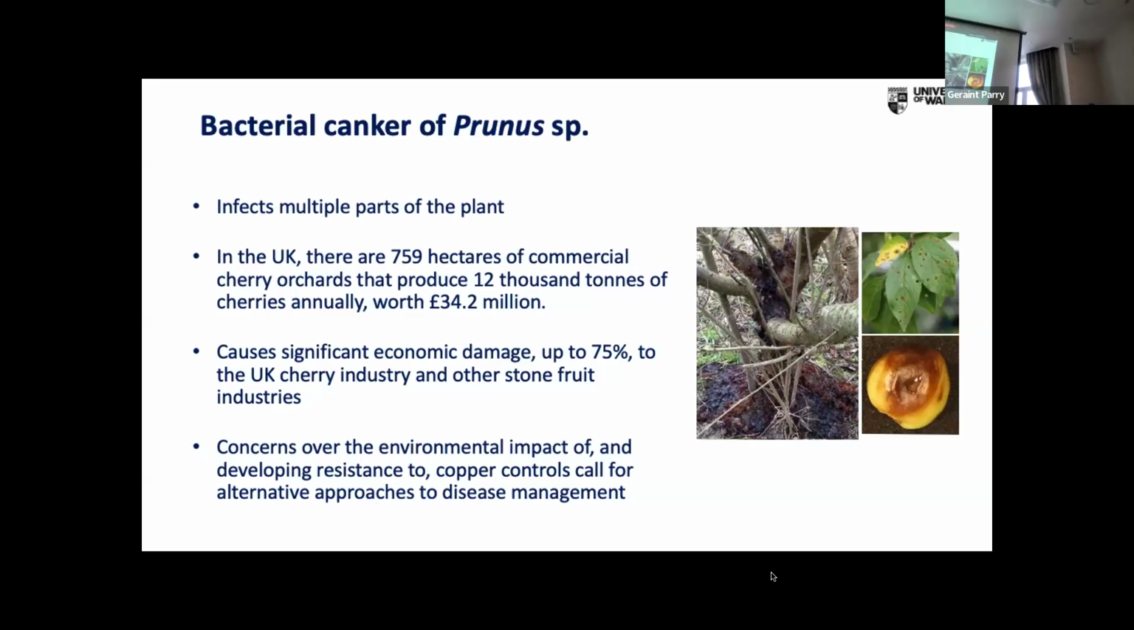So there are no current effective control measures. We can't use copper anymore because of the legislations, environmental impact, and bacterial resistance, and breeding for resistance in trees is quite time-consuming and expensive, but also because it's a complex disease. There are different pathovars of the pathogen, and therefore that makes breeding difficult. So the only method currently is that the cherry farmers cut down the trees entirely. So that's quite devastating.